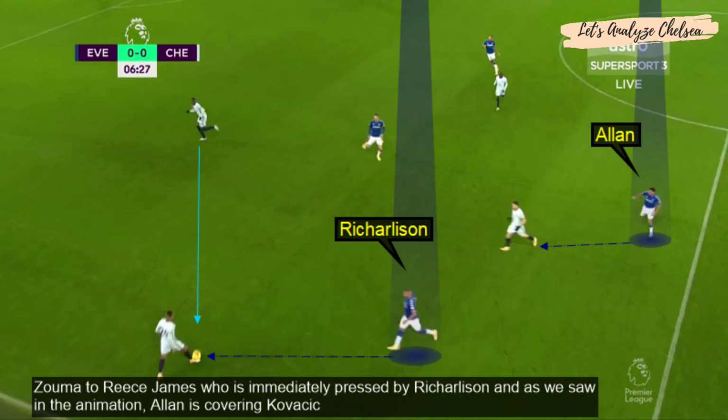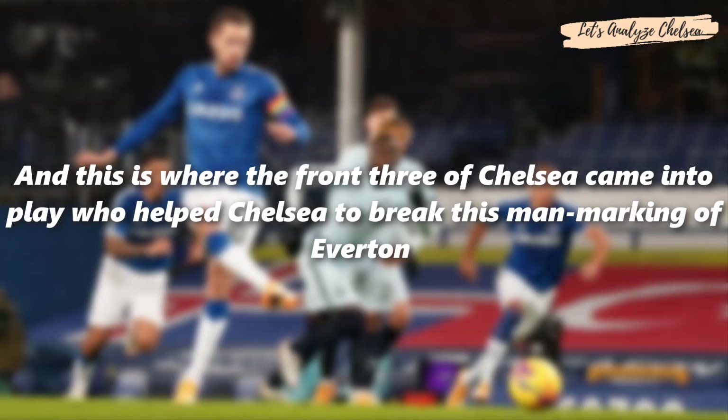Kurt Zouma to Reece James, who is immediately put under pressure by Richarlison, as we saw in the animation earlier, and Allen is covering Kovacic. And this is where the front three of Chelsea came into play, who helped Chelsea to break this man marking of Everton.